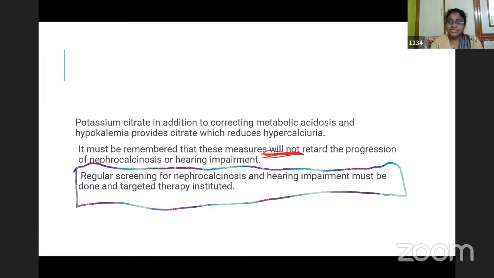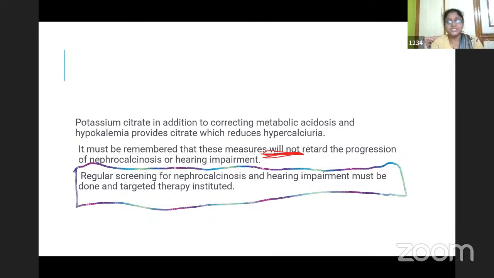And most important, it should be remembered that though you correct acidosis, it is not going to retard the progression of nephrocalcinosis or hearing impairment. This is important in prognosticating the patient, because the parents would definitely ask, we are giving the treatment, but there's no improvement in hearing. You should be able to tell them what you can expect and what you cannot expect from my treatment.